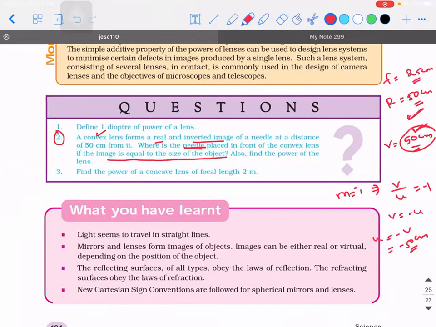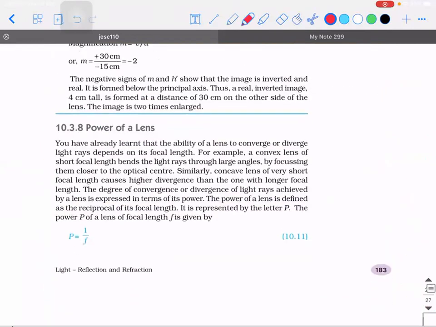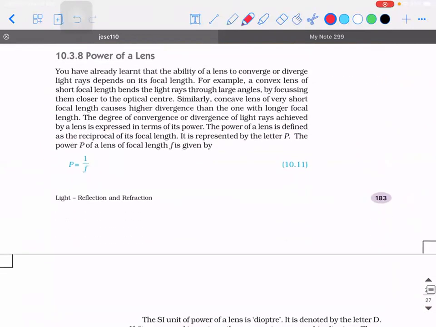Guys, am I clear? Or is it confusing? Clear, sir. Yes, sir. Okay, you guys try the other problems. If there is any doubt, you can approach me.